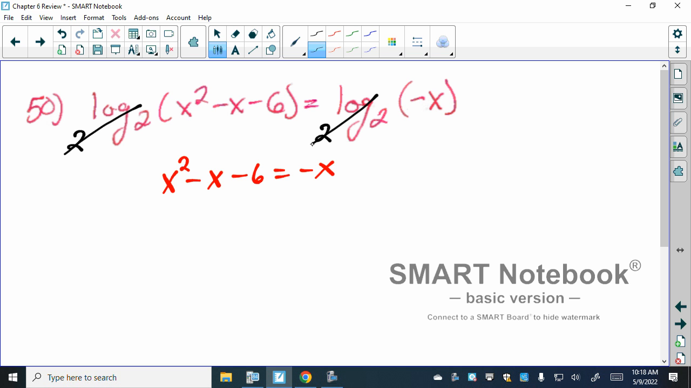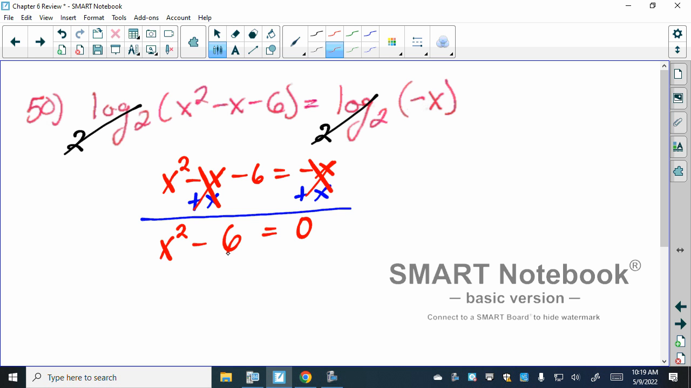Now we just need to solve for the value of x. Well, since we have a higher degree polynomial function, we need this thing equal to 0. So the first thing I can do is add x to both sides. And just like we hoped, negative x plus x is 0. On the other side, we have x squared minus 6 equals 0.